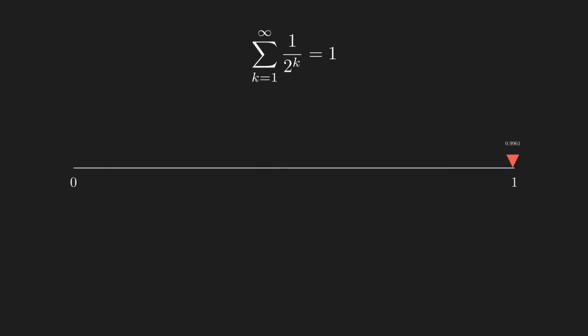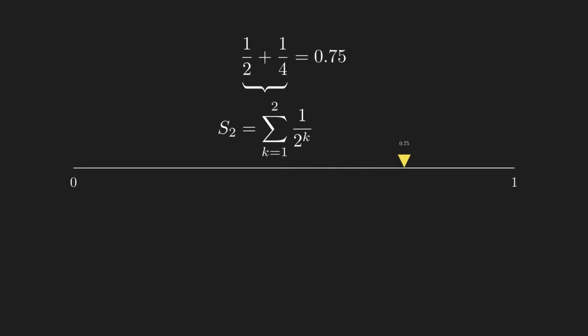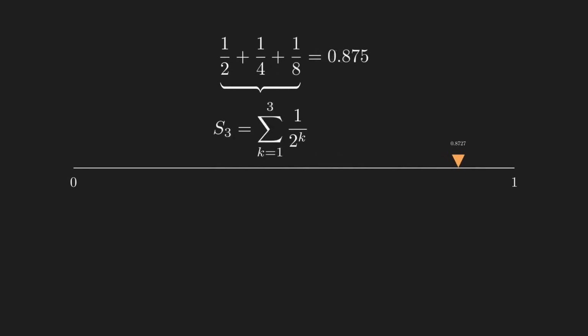First, let's introduce the concept of a partial sum. Each finite sum at a particular step is called a partial sum. The first step corresponds to the first partial sum, denoted as S sub 1. The second and third steps correspond to the second and third partial sums, respectively. As you increase the number of steps, your partial sum gets closer to 1. Now let's have a closer look.